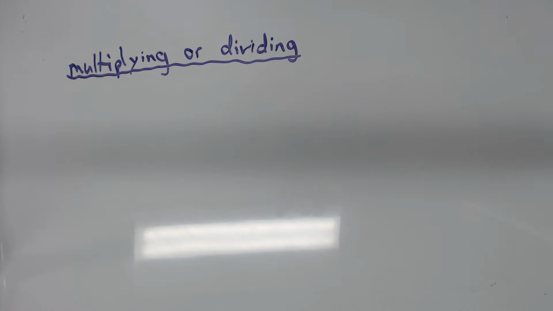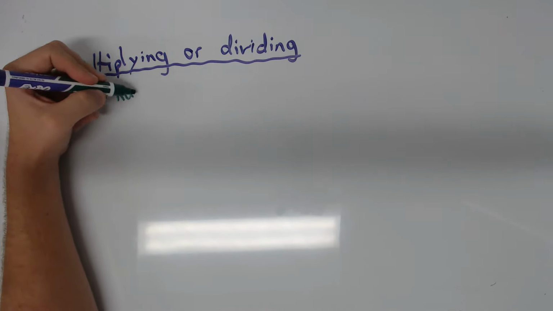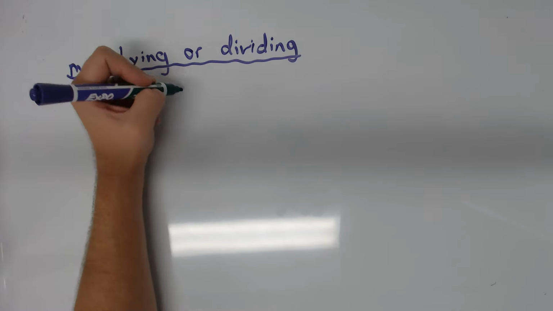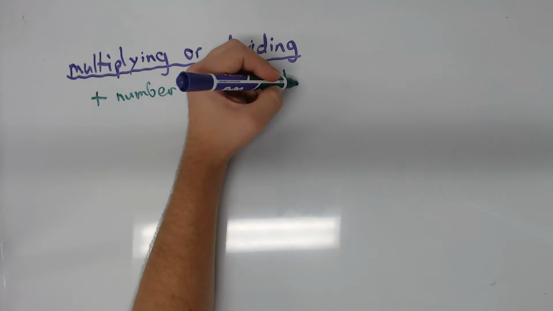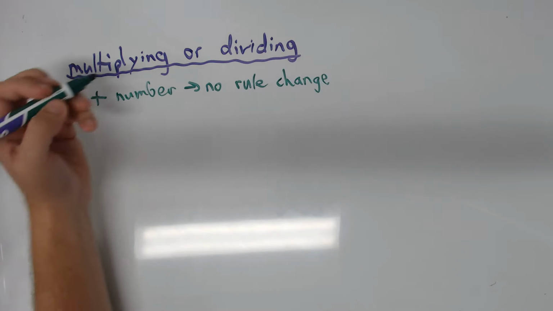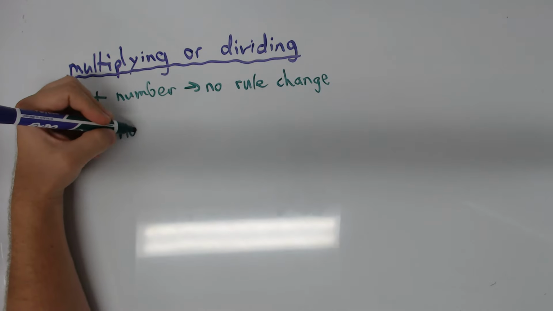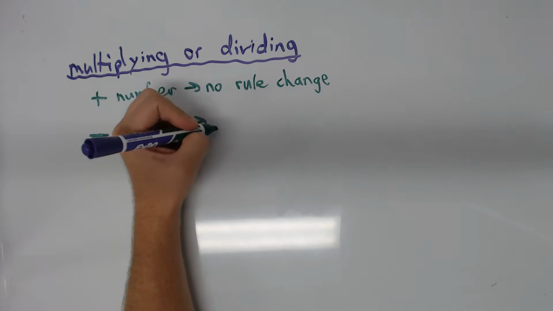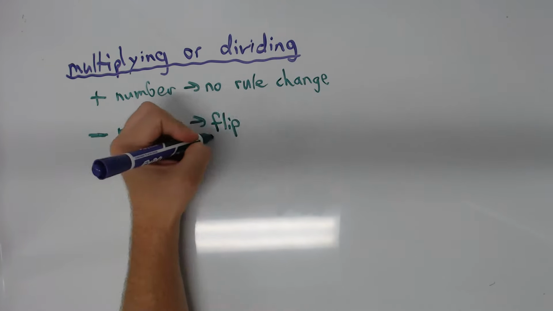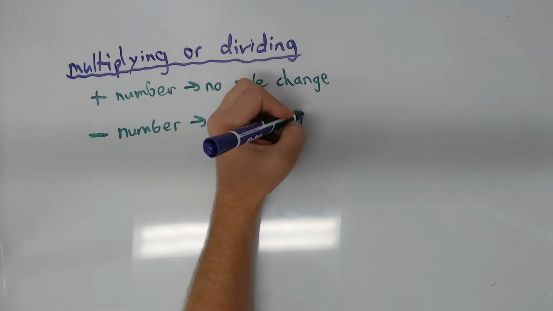So multiplying or dividing adds a little bit of a special rule. If we're multiplying or dividing by a positive number, nothing actually changes. No rule change for that. But if we multiply or divide by a negative number, our algebra steps don't really change. But there's one special thing that we have to do because it's an inequality. Flip, and in class I'm going to have you guys shout that at me, but flip the inequality symbol.